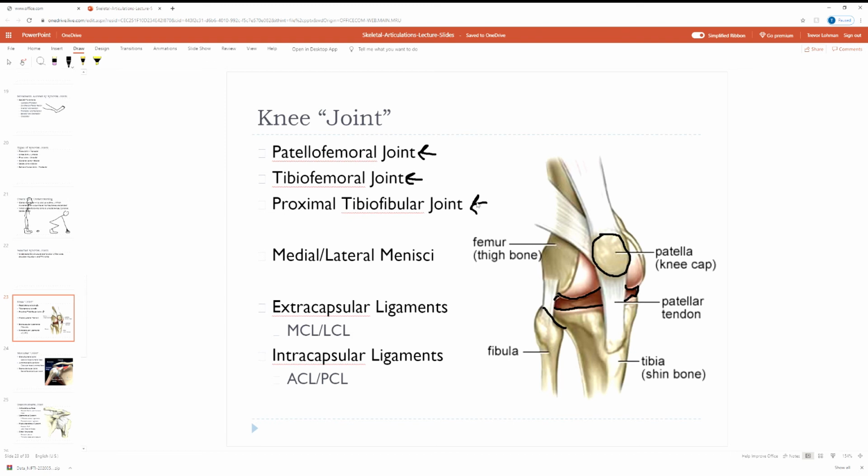So really quick, the articular partners for the patellofemoral joint are the facets of the patella and the patellar surface of the femur. For the tibiofemoral joint, it's the tibial plateaus and the femoral condyles. And for the proximal tibiofibular joint, it's the tibial and fibular facets of the fibula and tibia.